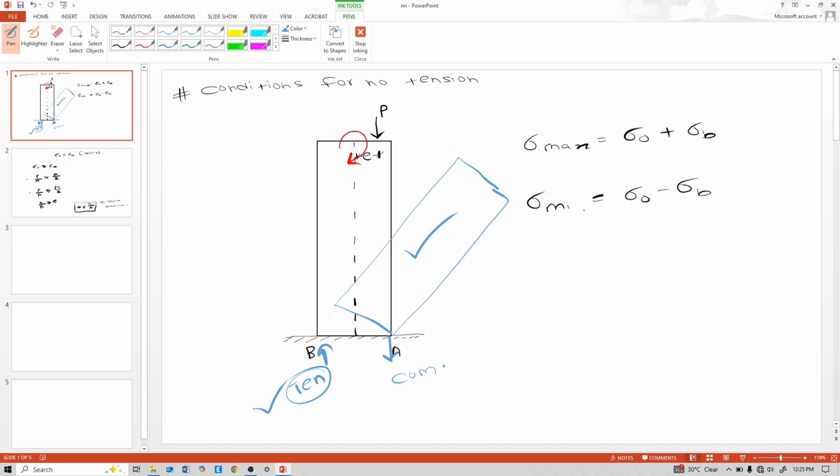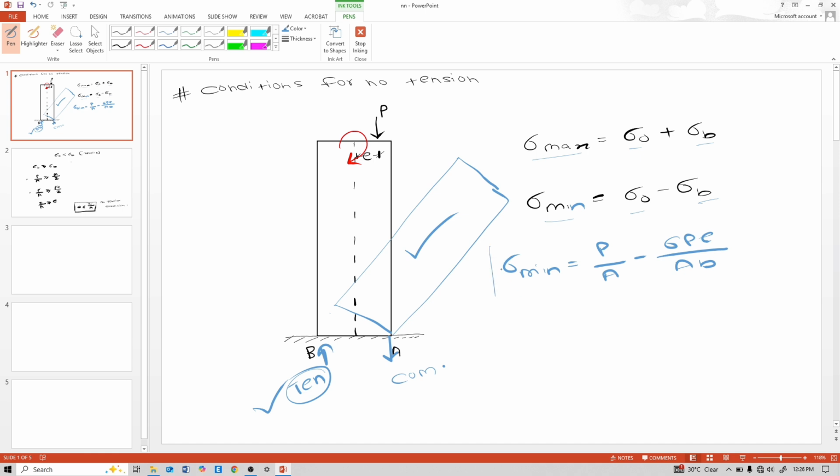We all learn that maximum stress is equal to direct stress plus bending stress, and minimum stress is equal to direct stress minus bending stress. So I will tell you that sigma minimum is equal to the direct stress, which is P by A, minus the bending stress, which is 6PE by AB. P is load, E is eccentricity, A is area, and B is width of that section.